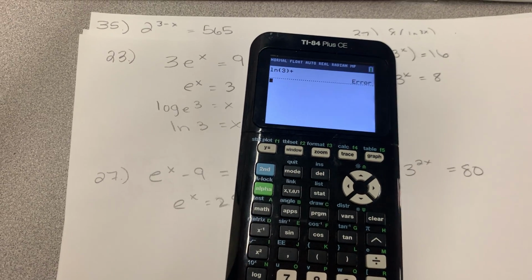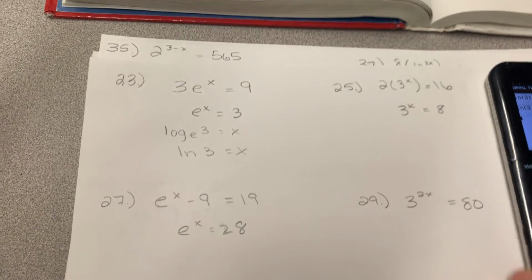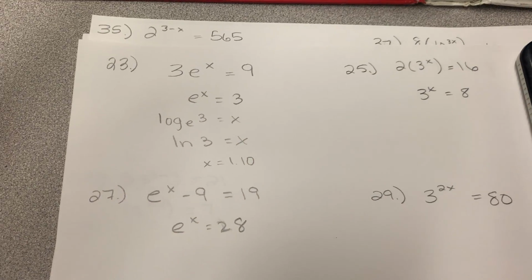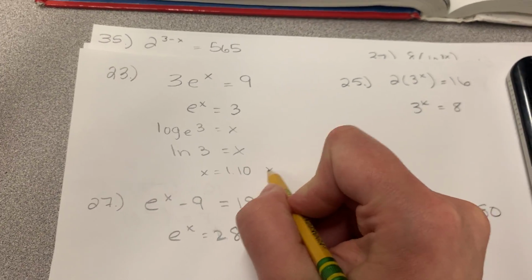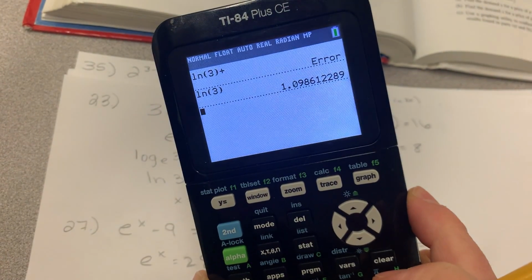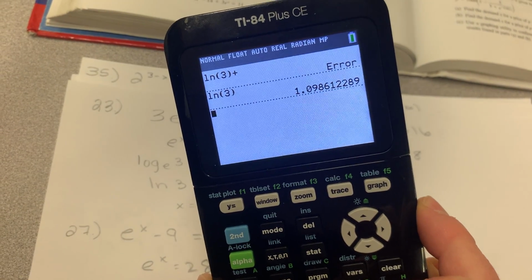Dear Lord. Okay. ln 3 is 1.10. The directions say approximate to 3 decimal places, so I did not do that right. Make sure you do that on your test correctly because I will take off. So 0, 9, 8, that's 6, we'll round that to a 9.